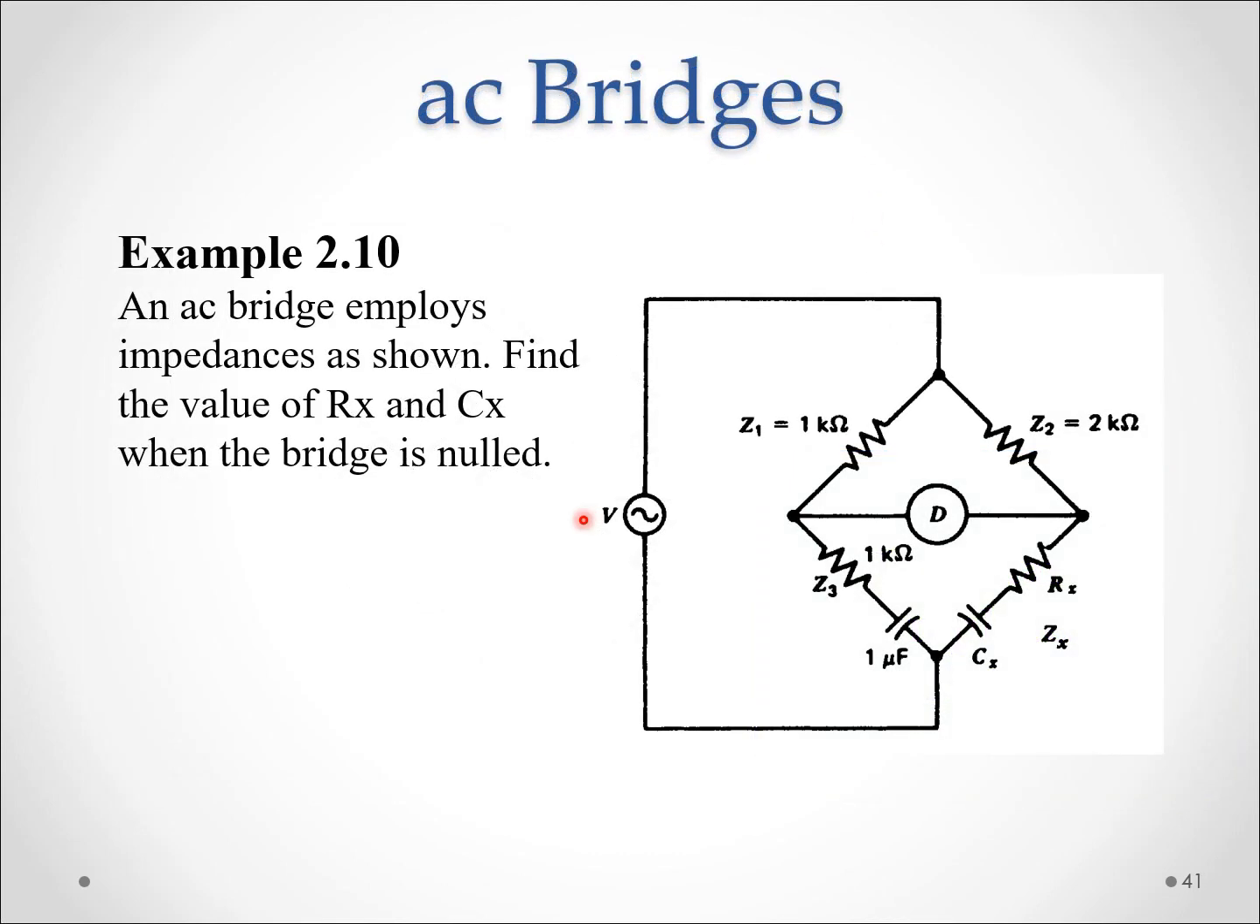Now let's see how an AC bridge works in action. Here we have a Wheatstone bridge setup. As we can see, all the resistors have been replaced by impedances, where we have Z1 equal to 1 kilo ohm, Z2 equal to 2 kilo ohm, Z3 1 kilo ohm. We have a capacitor here connected to Z3, which is 1 microfarad, and the unknown Zx, which consists of Cx and Rx that we would like to calculate or find out when the bridge is null.